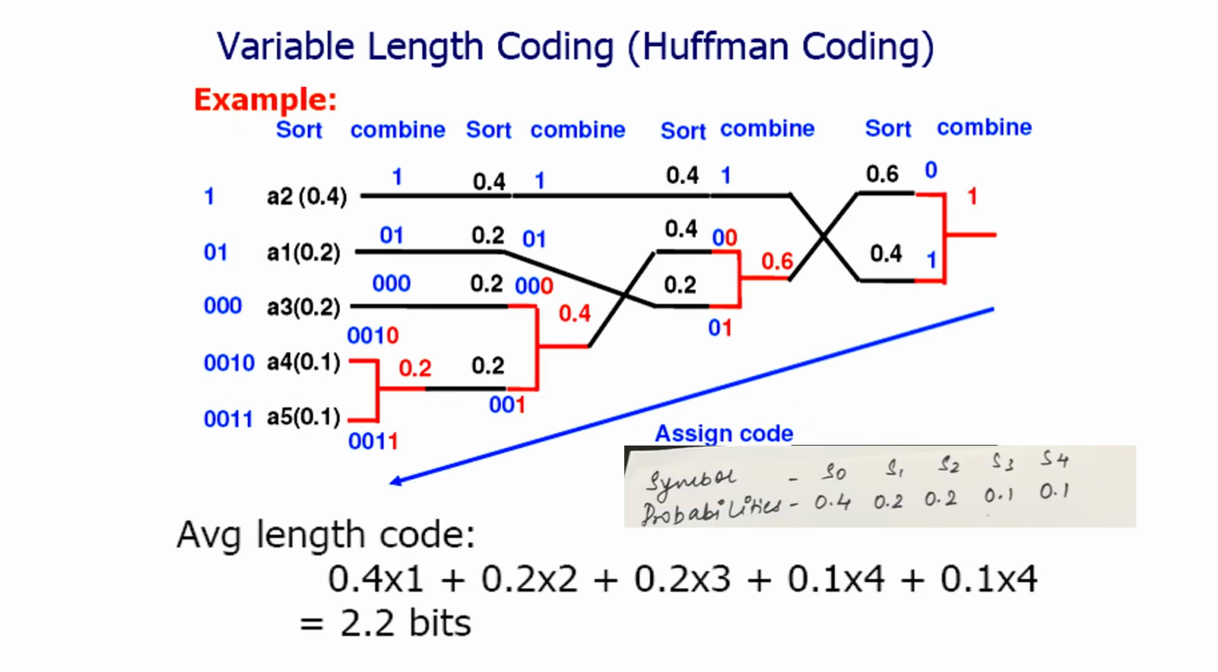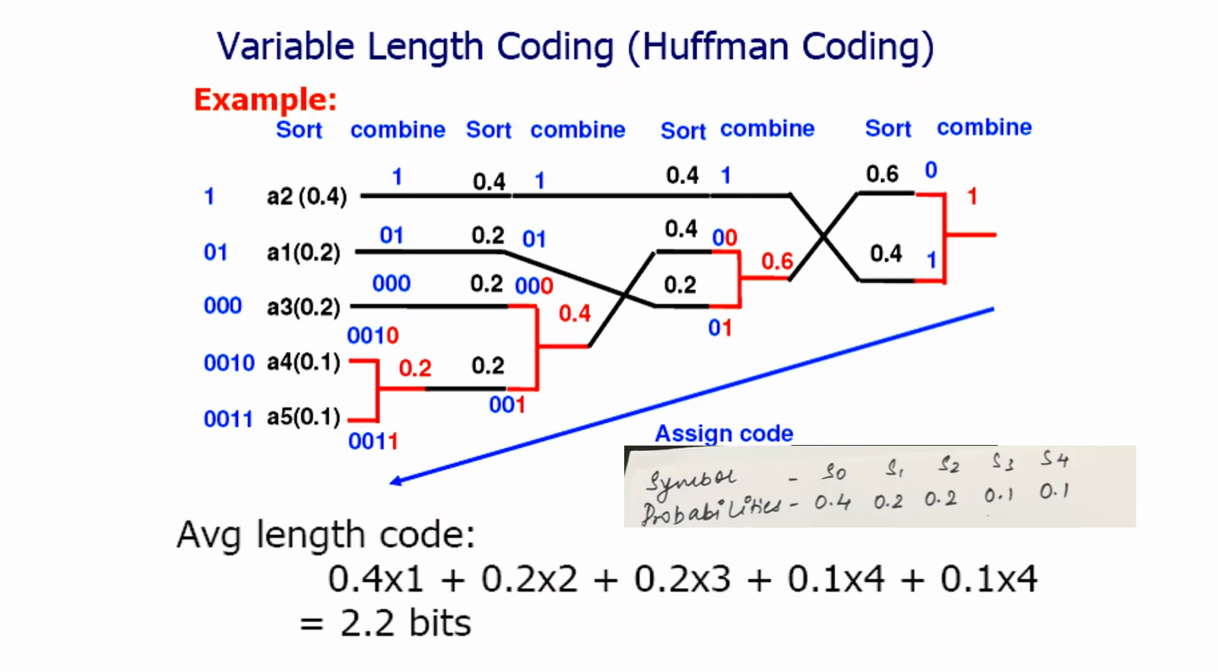Here is another example of Huffman coding. The example shows the probabilities A2, A1, A3, A4, A5 with 0.4, 0.2, 0.2, 0.1, 0.1, rearranged in descending order. Like the earlier example, the minimum probability values of 0.1 and 0.1 are added.